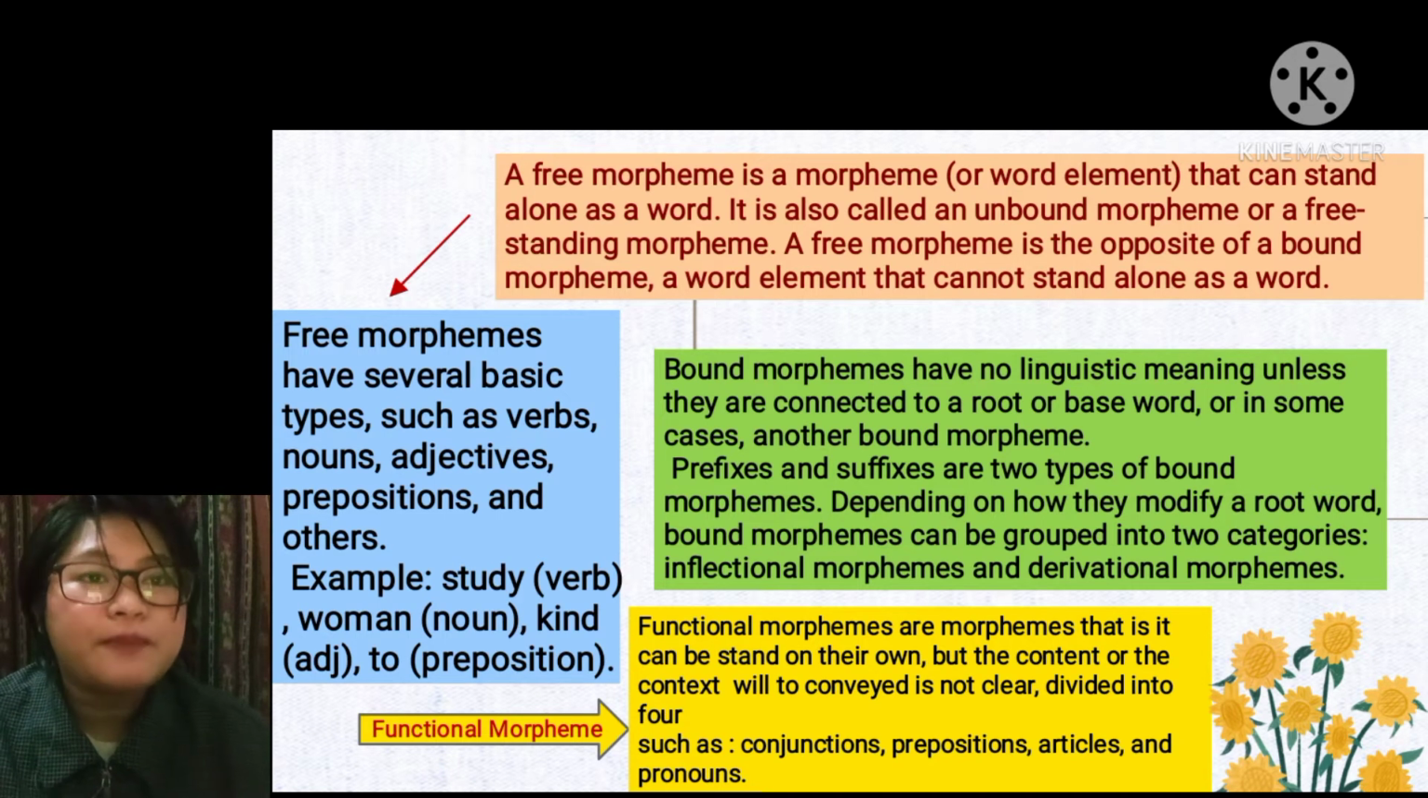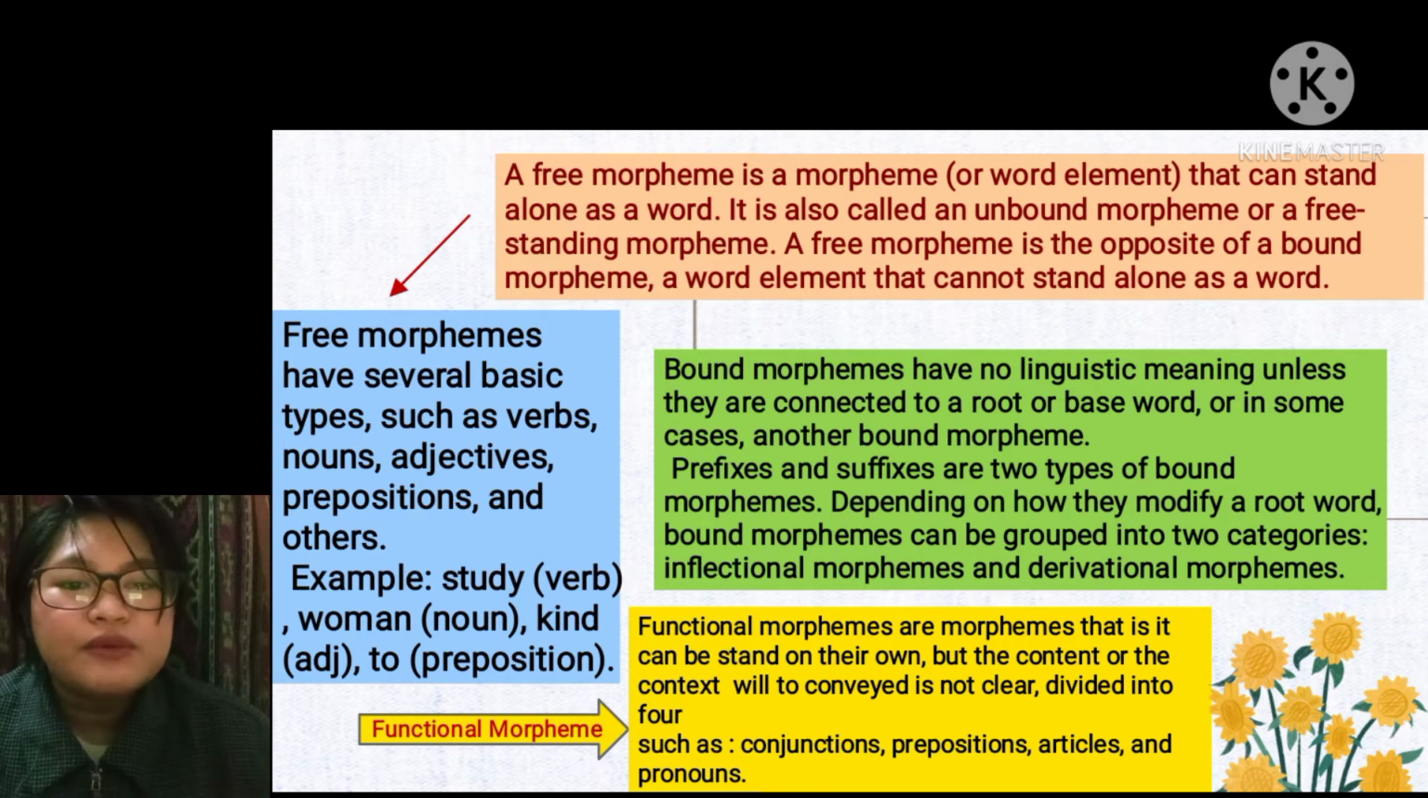For the second, bound morphemes. Bound morphemes have no linguistic meaning unless they are connected to a root or base word, or in some cases, another bound morpheme. Prefixes and suffixes are two types of bound morphemes, depending on how they modify a root word. Bound morphemes can be grouped into two categories, that is, inflectional morphemes and derivational morphemes.